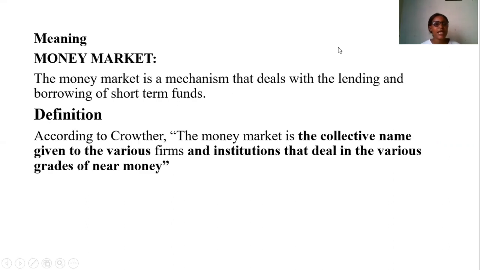All right, so this is what we're looking at, money markets. So we'll start by looking at the meaning for money markets, then we'll look at the definition. All right, so a money market is a mechanism that deals with the lending and borrowing of short-term funds. Then it can also be said to be a market where instruments of high liquidity and short-term are sold.